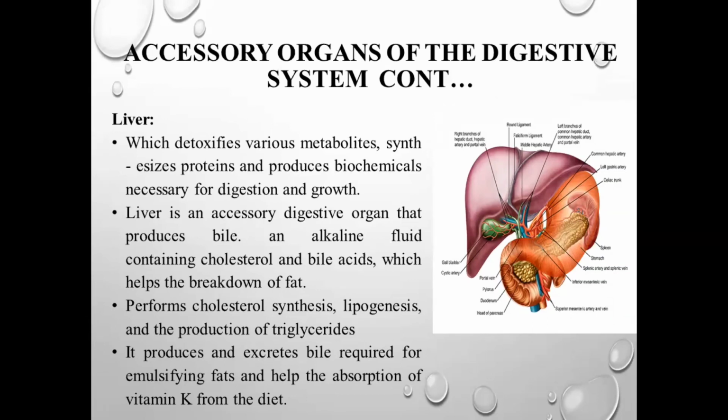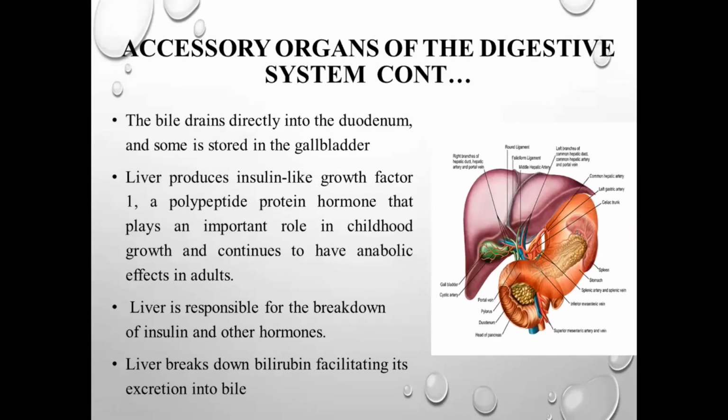The liver produces and excretes the bile required for the emulsification of fat and helps the absorption of vitamin K from the diet. So vitamin K is very important, as it plays a major role in the blood clotting mechanism. So vitamin K will be absorbed through the absorption process.